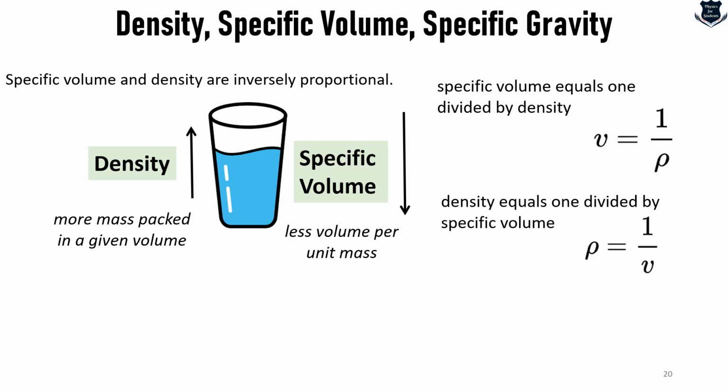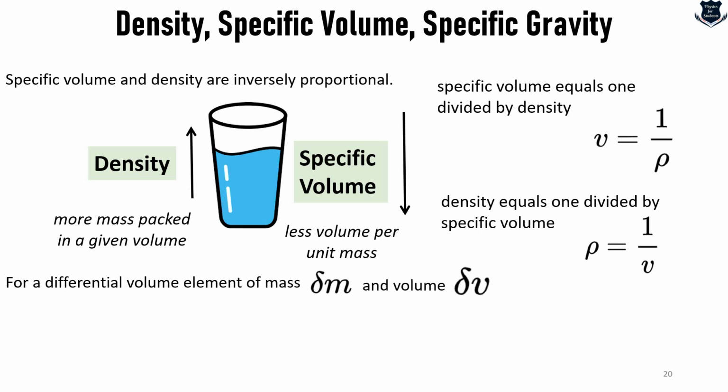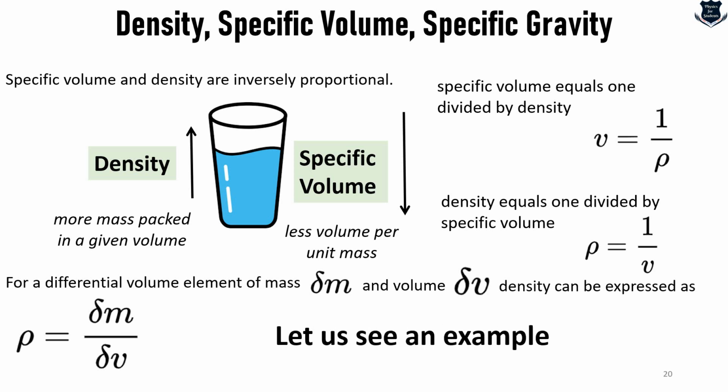And one more very important thing is that in case we take a differential volume, because we would have to use calculus, a differential element of mass del m and a differential volume del v, then the density can be expressed as rho equals del m by del v. That is how we define specific volume, and we already know what density is. Now I would like to cite an example.